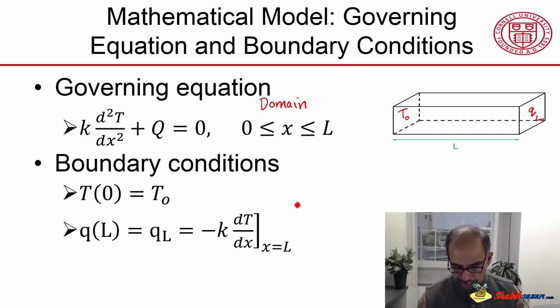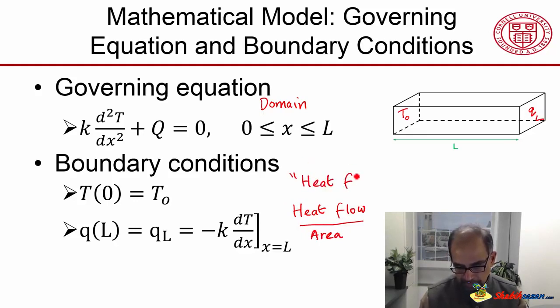And I should make it clear that this is heat flow per unit area. It's called heat flux. Earlier I used Q for heat flow, and now I'm using it for heat flux. My bad notation. So you have to be careful, whether what we're talking about is heat flow or it's a heat flow per unit area. In this case, it's a heat flow per unit area.